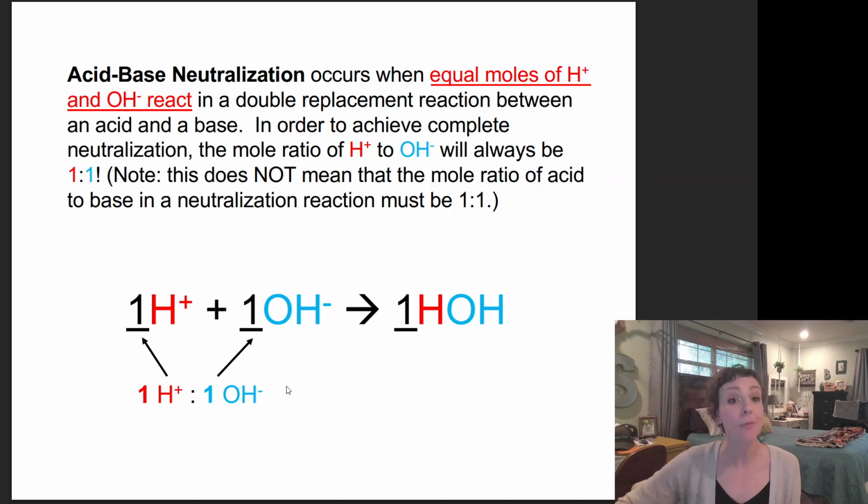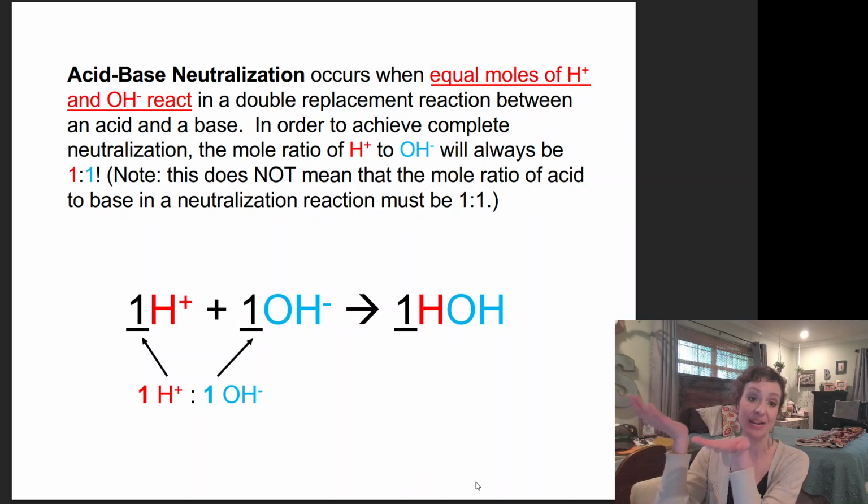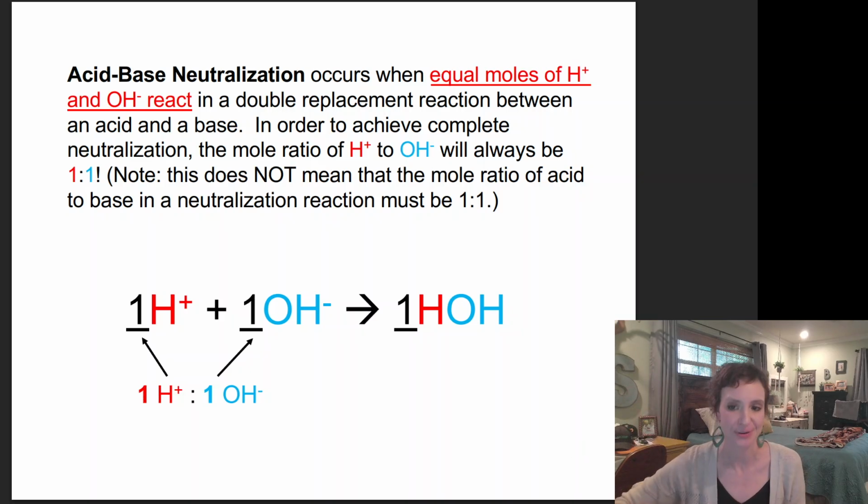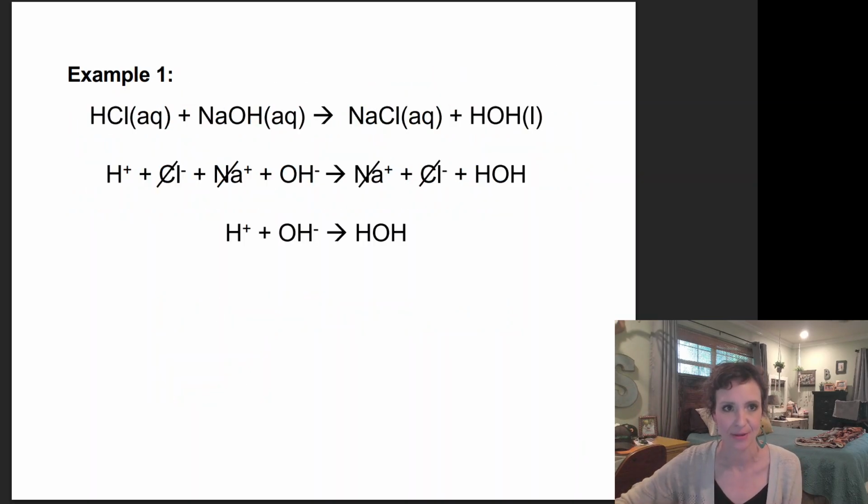Now, it will always be a 1:1, but it does not necessarily mean that the original mole ratio of the acid and base that came into this to donate these ions also has to be 1:1. You were like, what is she talking about? Well, let's look at this.